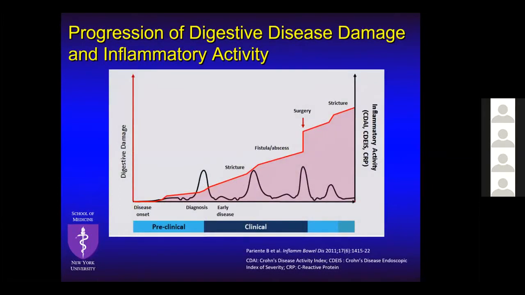So what's thought to happen is that early on in the disease, you have this waxing and waning progression, but overall it goes up. So you have preclinical, and then with the clinical, you start forming the strictures, the abscesses, then you go to surgery, and then you get the strictures at the ileocolic anastomoses, and then you start chopping away at the gut, and then you're at risk of short bowel syndrome.